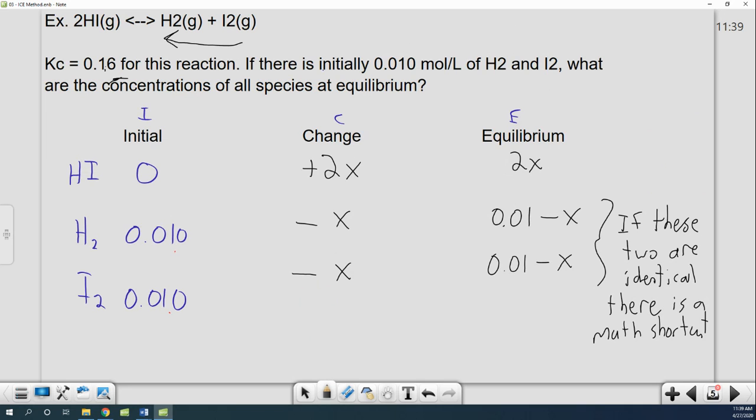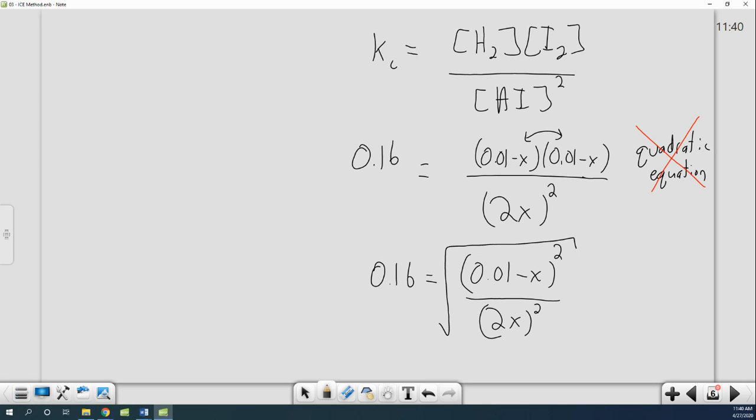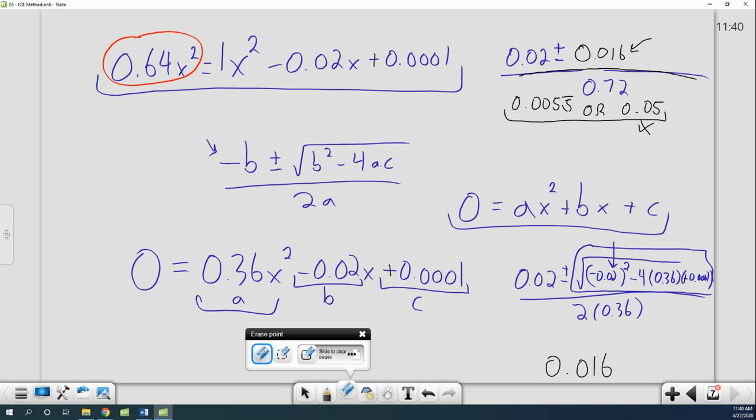Remember how I said, if those two are identical, there's a math shortcut? Here you go. These two are the exact same number, right? Which means I can write it as 0.01 minus x times itself, which is squared. So I've got something squared over something squared. I really, really don't want to do the quadratic equation, so why don't I do this? Square root this side, square root this side. This will get rid of all of my squares, and at the same time, it'll get rid of my quadratic equation. So let me just erase this awful quadratic equation.